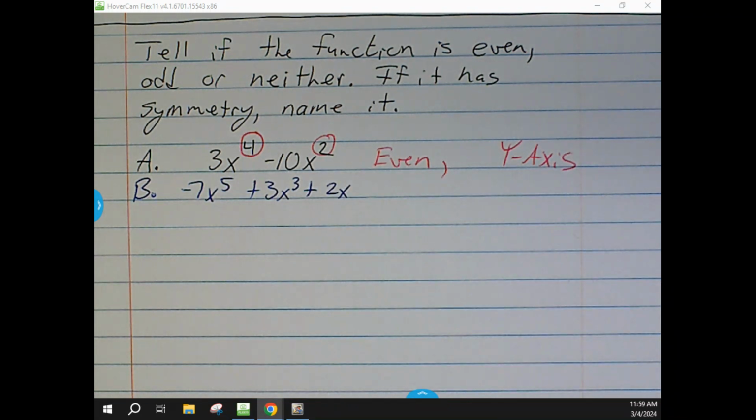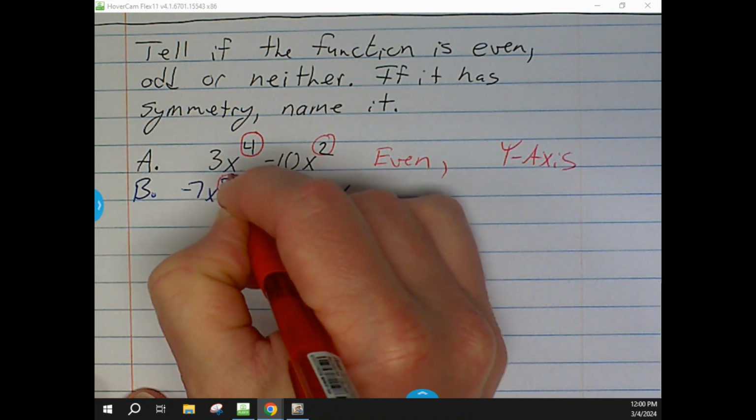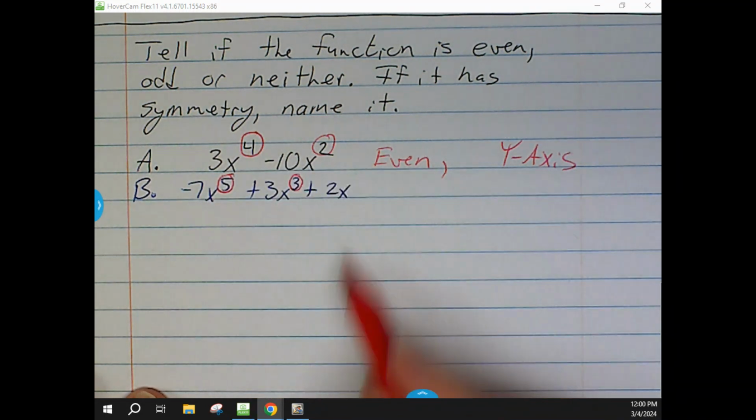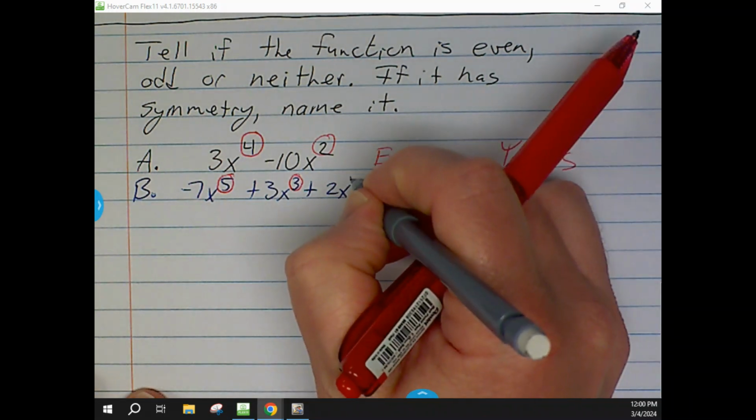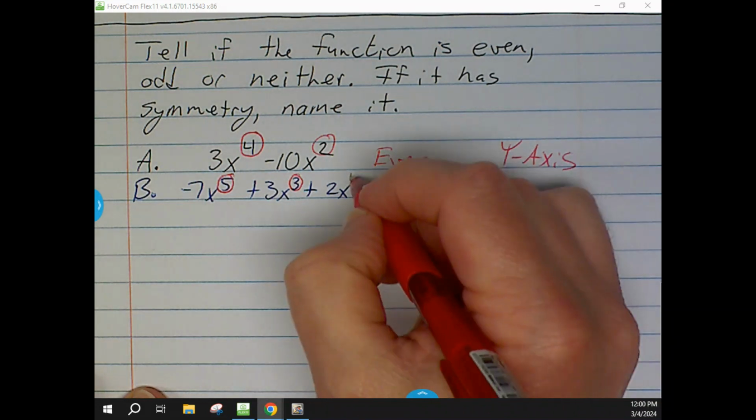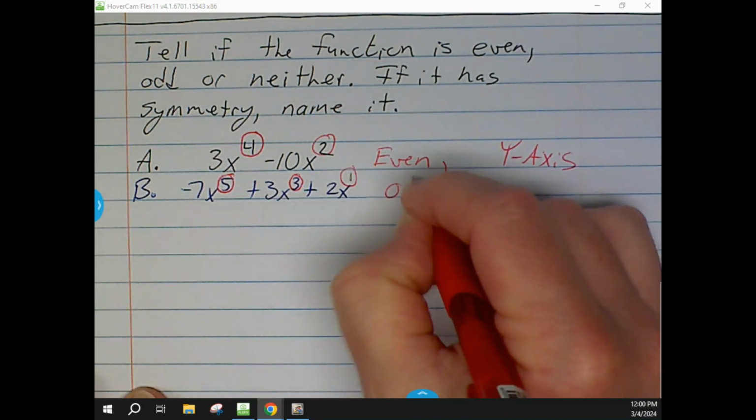Okay, so for the next one, we've got negative 7x to the fifth plus 3x to the third plus 2x. Now here's the part where you got to be just a little bit careful on these. You've got x to the fifth, which is odd. You've got x to the third, which is odd. What power does that x have on it? One. Got the understood one, right? So that's one you got to kind of be careful on because sometimes that'll sneak by. That's to the first power, so that's also odd. So it would be odd.